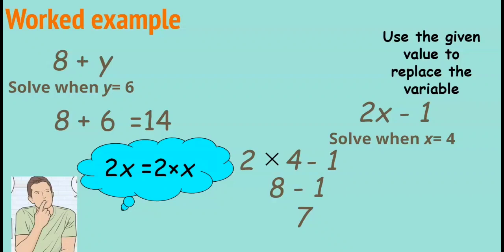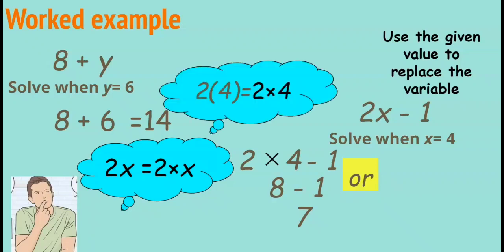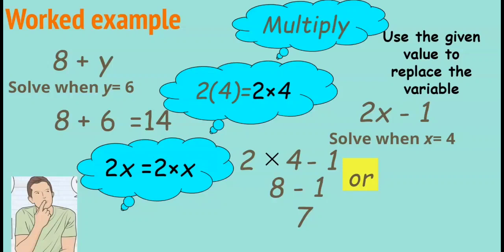If we recall, instead of writing 2 times 4, we could replace the x with 4 and put the 4 in brackets. So we would write 2, open bracket, 4, close bracket. It means the same thing as 2 times x. It also means to multiply. So we would write 2 open bracket 4 close bracket minus 1, which means 2 times 4 minus 1, which is 8 minus 1, or 7.